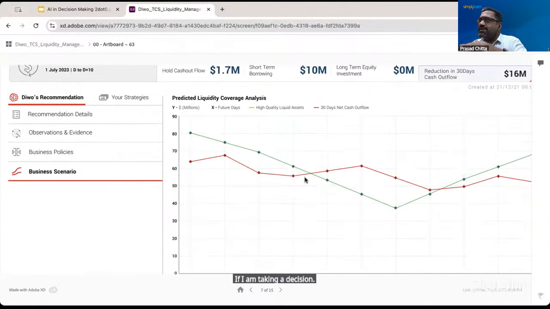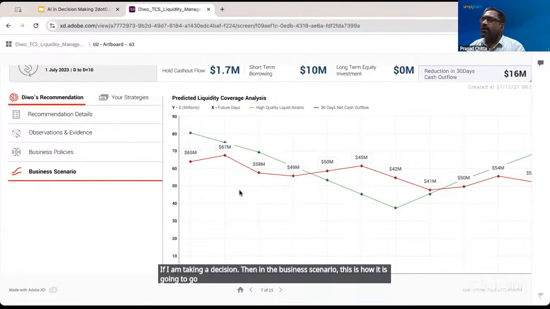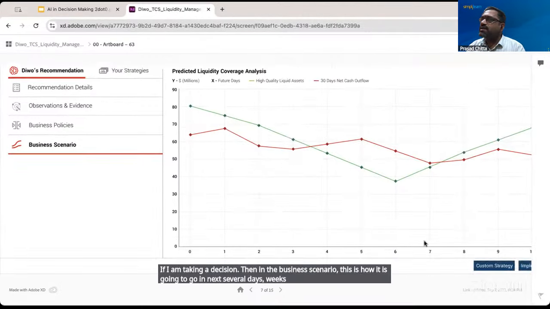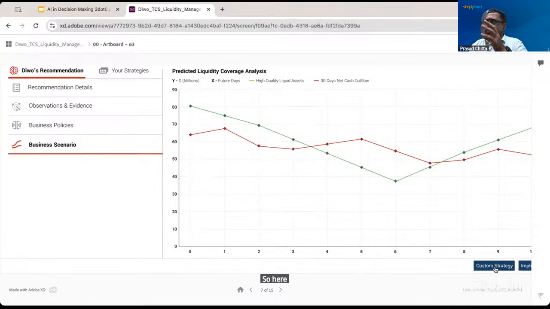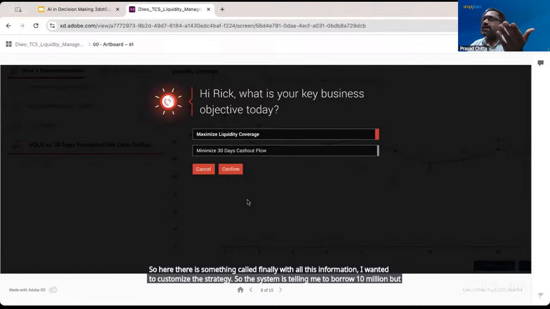Then in the business scenario, this is how it is going to go in the next several days or weeks. So finally, with all this information, I wanted to customize the strategy. The system is telling me to borrow 10 million, but what else can I do?